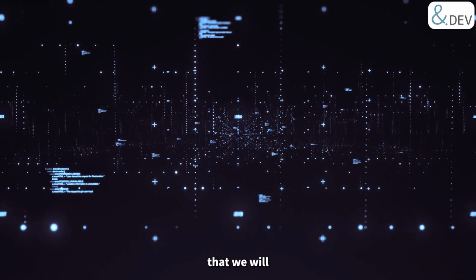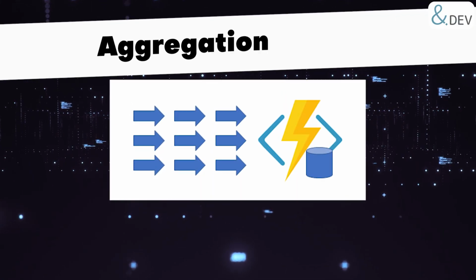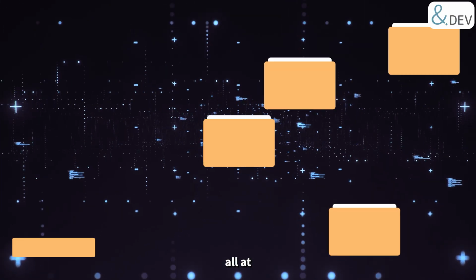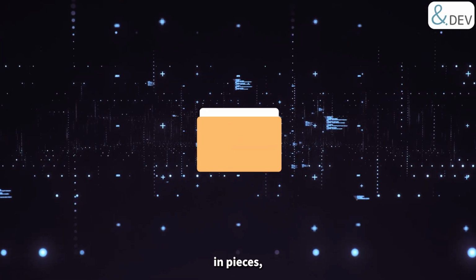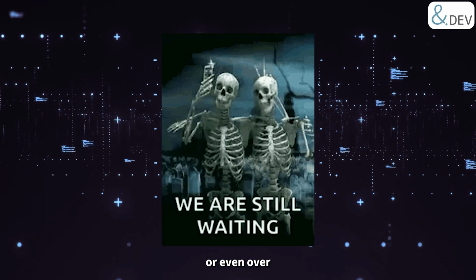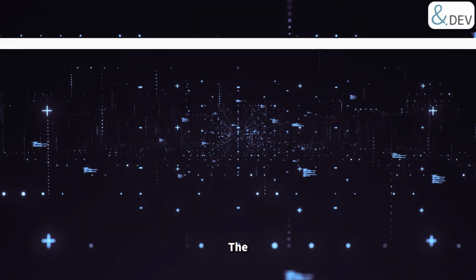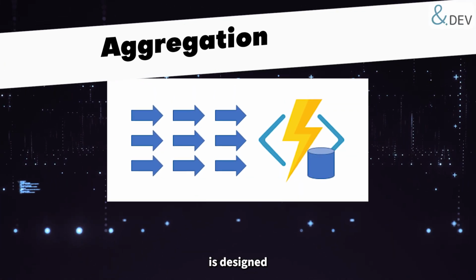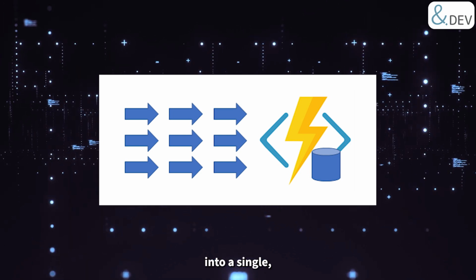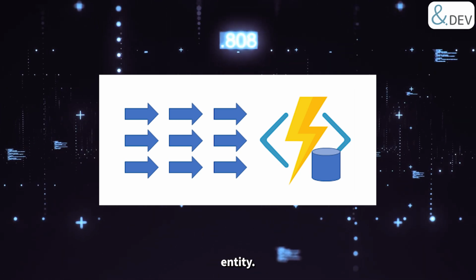And the last one that we will cover today is the aggregation pattern. In many systems, data doesn't come in neatly, all at once. It arrives in pieces, sometimes from multiple sources, in batches, or even over long periods. The aggregator pattern is designed to handle this by continuously collecting and updating data into a single, addressable entity.